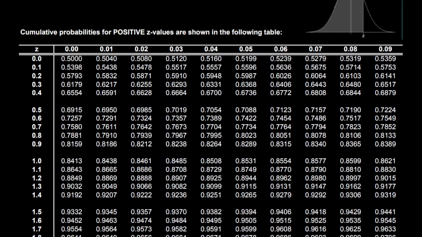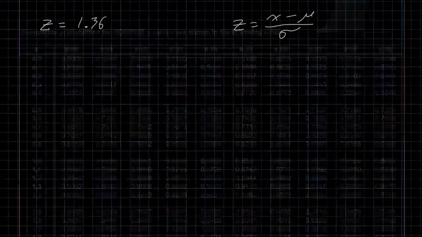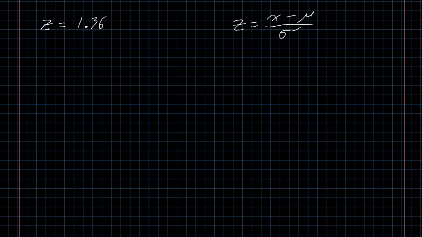So that row that is marked 1.3, the first score is 1.30, 1.31, 1.32, 1.33, 1.34, 1.35, and here is 1.36, 0.9131. I can come back to my work and write down on the table A is 0.9131.